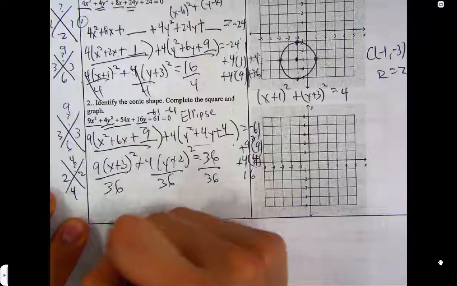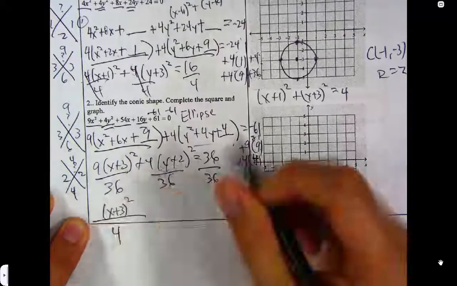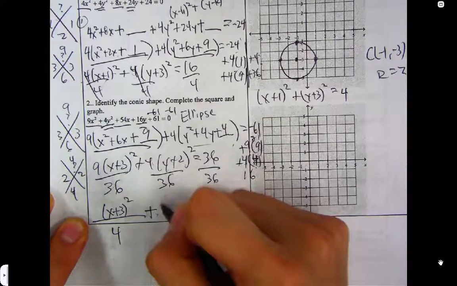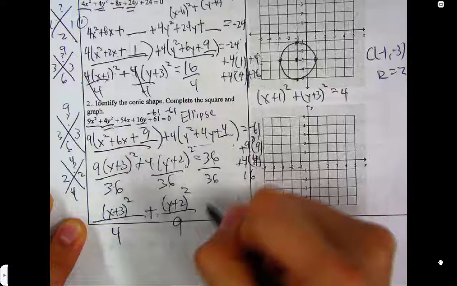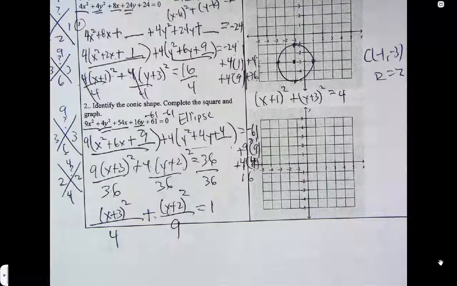9 goes into 36 how many times? 4. 4, so that's a 4 on the bottom. 4 goes into 36 how many times? 9, so that's what goes on the bottom. 36 over 36 is 1, okay? Give me a second.